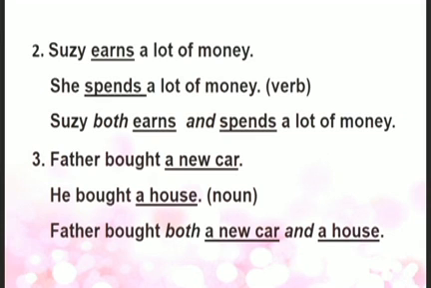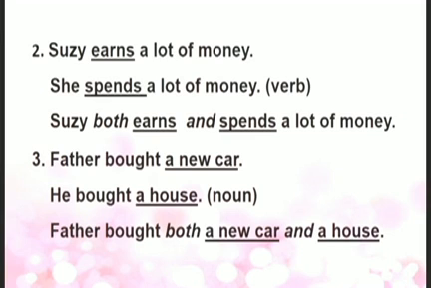The given sentences are: Susie earns a lot of money. She spends a lot of money. In these sentences, the different parts are earns and spends. So, the complete answer is: Susie both earns and spends a lot of money.